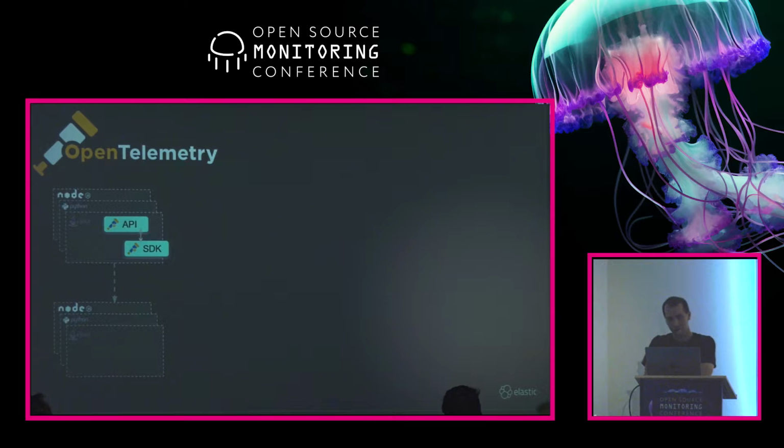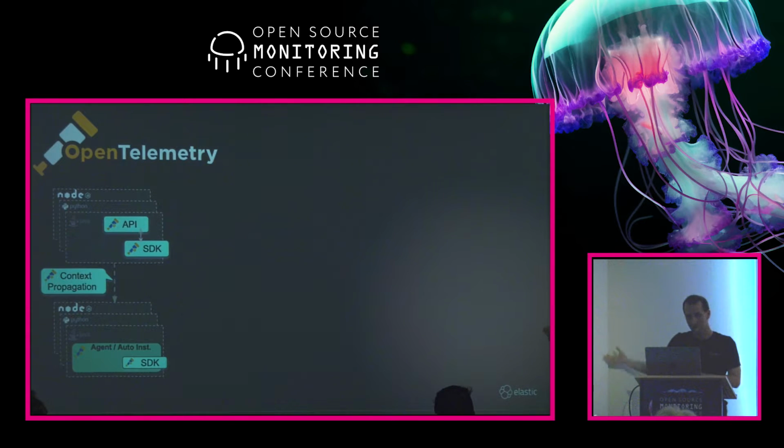What OpenTelemetry also supports is distributed tracing. If you have multiple instances talking to each other, you obviously want to have an end-to-end trace across multiple services. For that, OpenTelemetry supports context propagation. It makes sure that if you have an upstream or a downstream service, then it knows about the fact that you have a single request across multiple services.